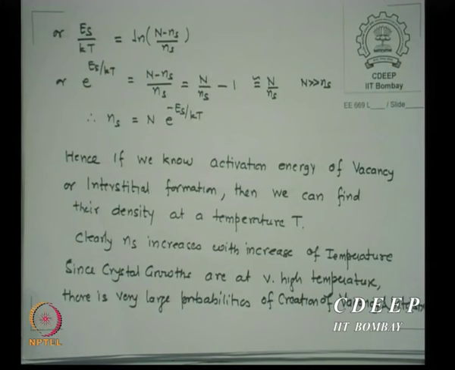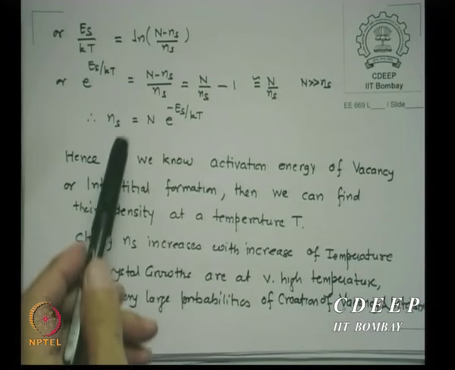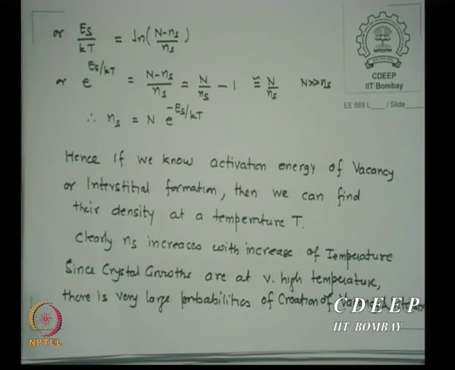So a defect is, one can see from this expression, available atoms n. In silicon it is 5 into 10 to the power 22, for example. Es is the activation energy of vacancy, or interstitial, or Frenkel, whatever Es is required to do that. So one can see what the crux of all this is.